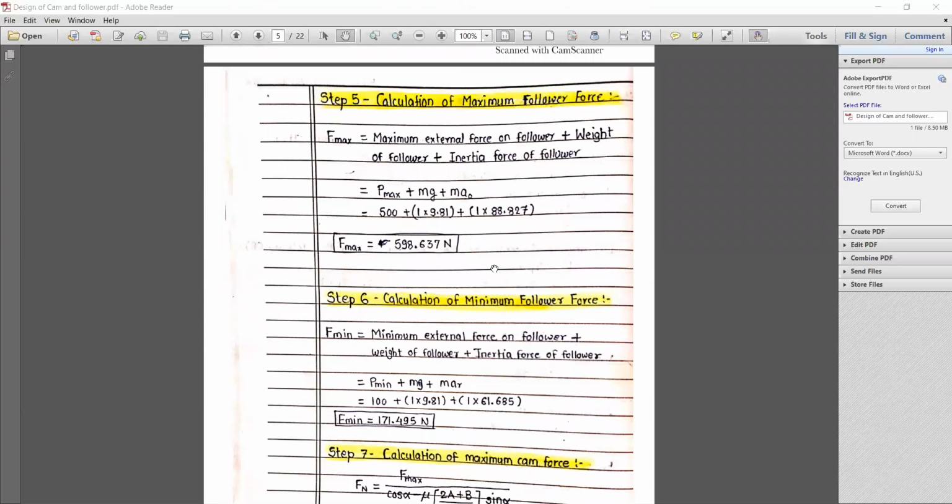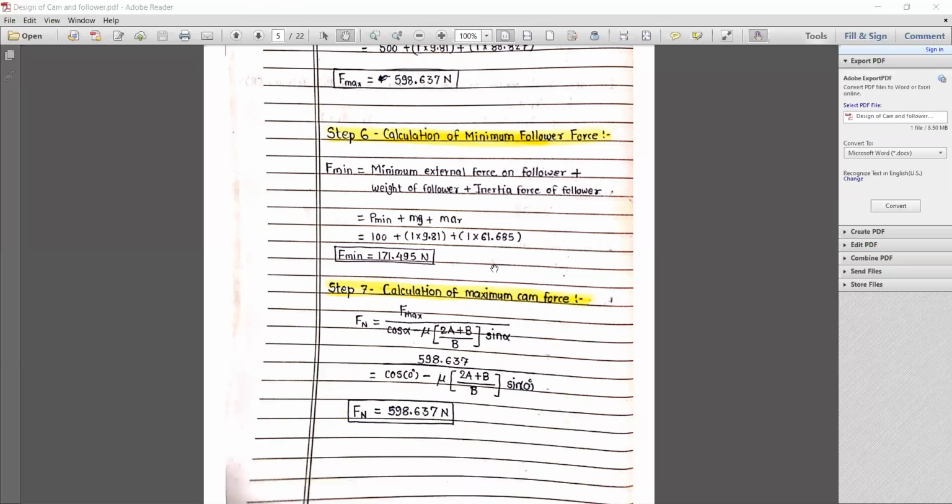Next one, calculation of maximum follower forces. The maximum follower force is nothing but the maximum external force acting on the follower plus weight of follower plus inertia force of follower, that is P max plus M into G, that is the weight of follower, and maximum inertia force on the follower, that is M into A0. So putting all the values, what we get, the maximum force acting on the follower is 598.637 Newton.